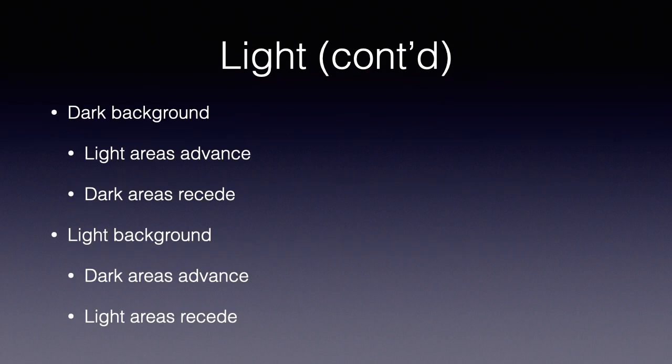So, for example, when you have an object that is placed on a dark background, the light areas of the object will advance and the dark areas will recede. So essentially, you're going to see the light areas first before you see the dark areas, right? Your eye is going to be drawn to the light pieces of that work. Versus if you have a light background, then now your dark areas advance, or those are going to be the areas that are captured first by the eye, versus the lighter areas that are going to recede into the background.